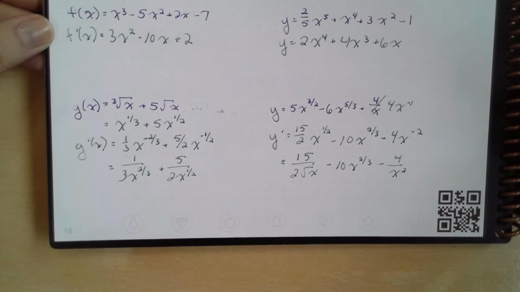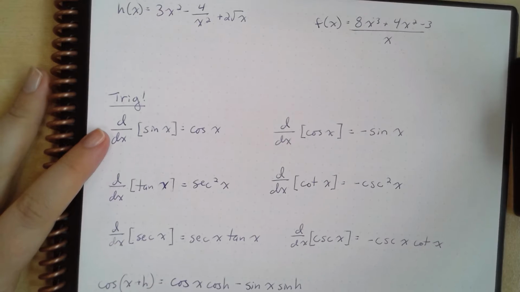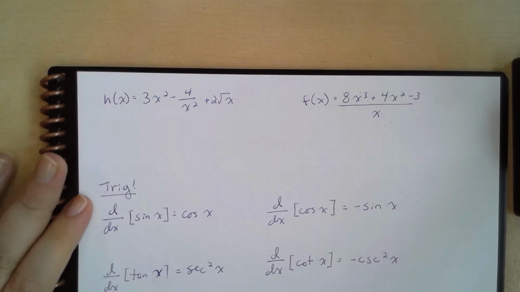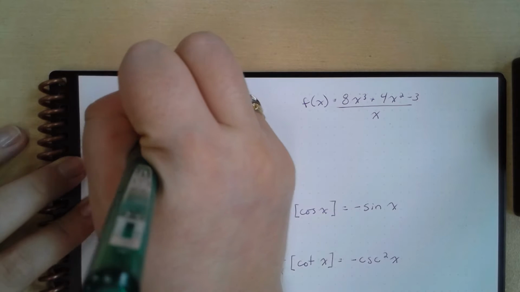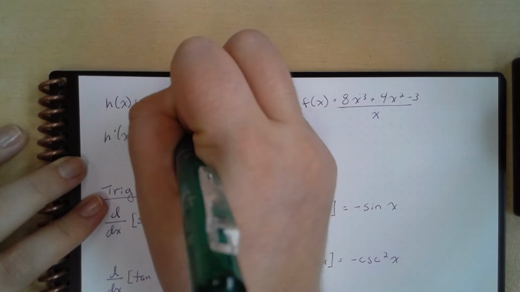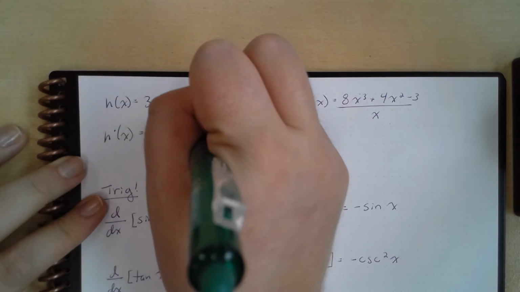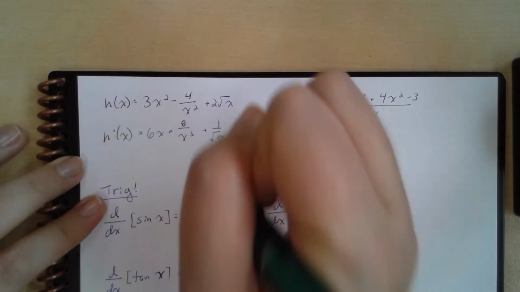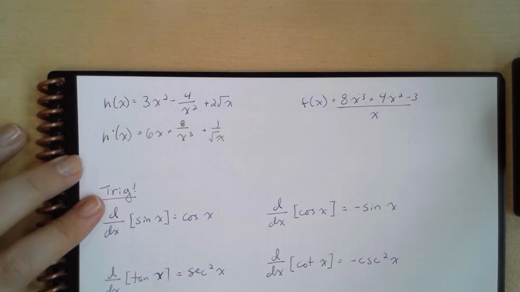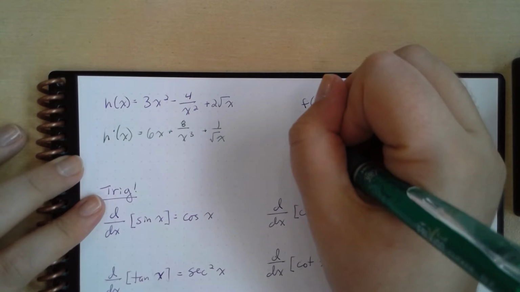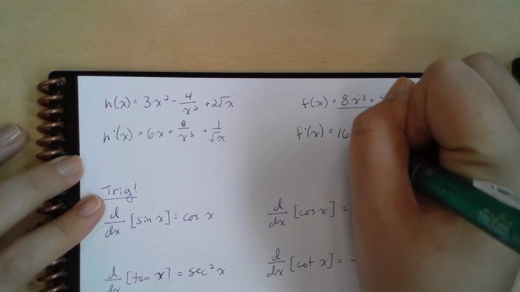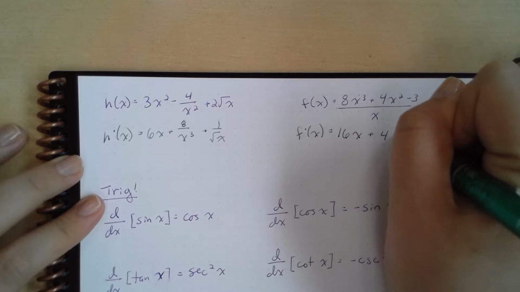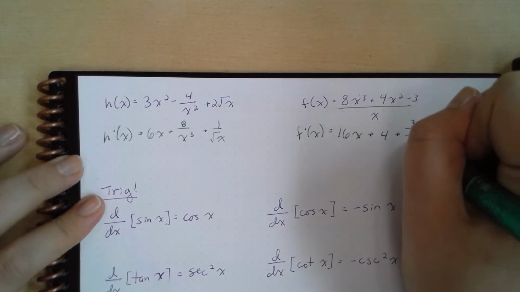Now, let's look at, I think we can skip these two. I can give you the answers though. H prime of x is equal to 6x plus 8 over x cubed plus 1 over radical x. You don't need to see me work through it though, I don't think. And here, f prime of x is equal to 16x plus 4 plus 3 over x squared.